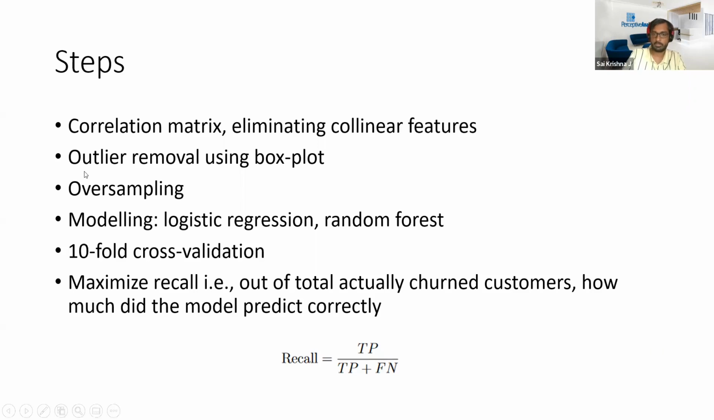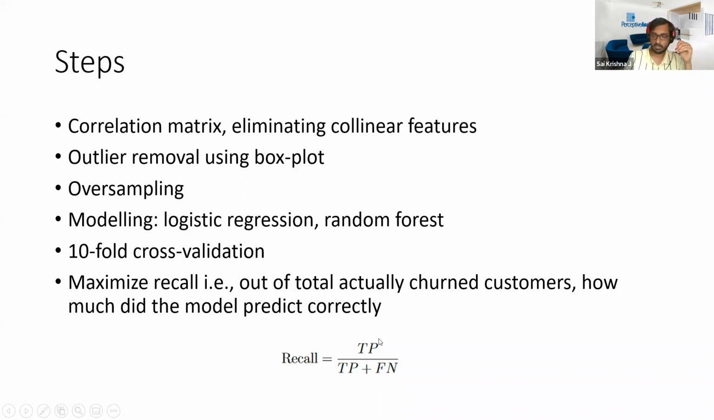In terms of formula, you would represent it like this. TP stands for true positive, FN stands for false negative. True positive plus false negative is nothing but the total number of customers who have actually churned. True positive is out of the actually churned customers, how many the model predicted correctly. That is divided by the number of correct churn predictions plus the number of wrong churn predictions, which is what we call a false negative. This is what we call recall.